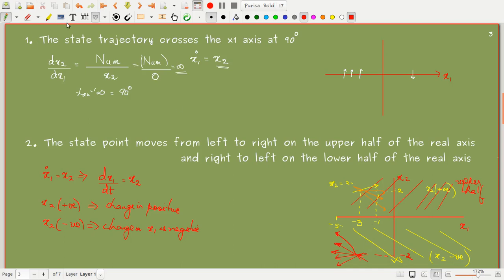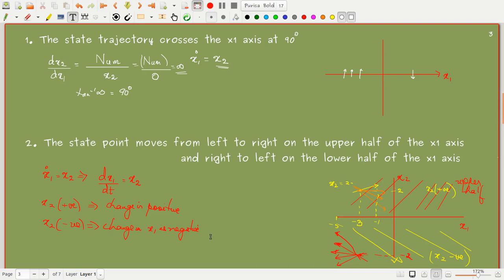So there is a small mistake here. I have written it as real axis, which came to my mind like that because we have been dealing a lot with the real axis. So it is the x1 axis. Okay, that's it. So that's about today's session.